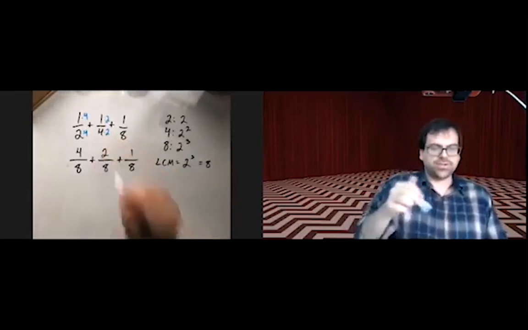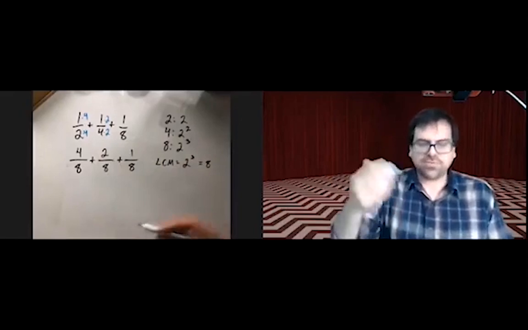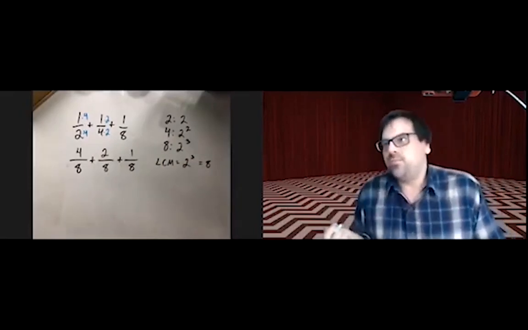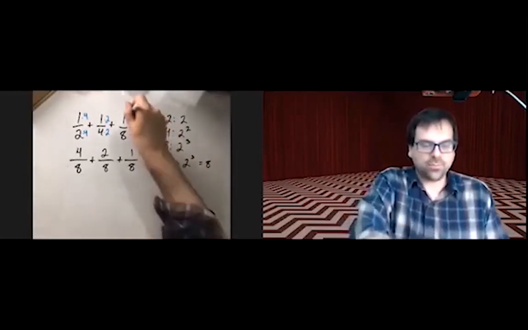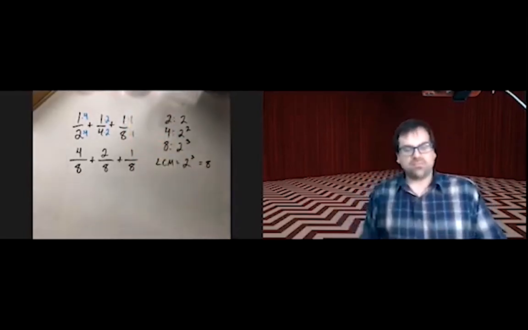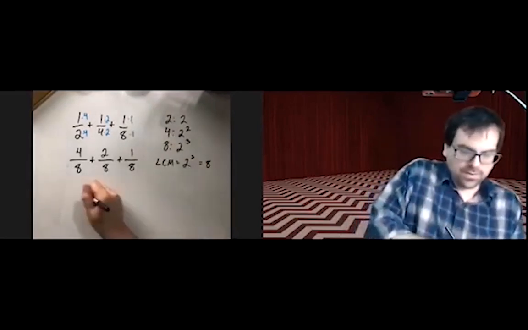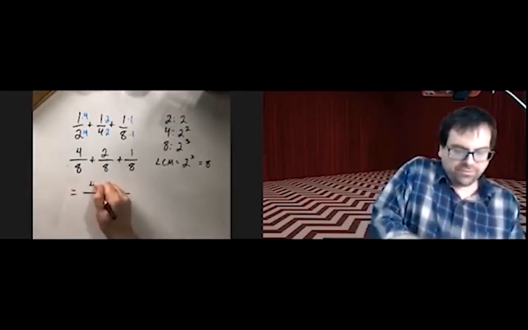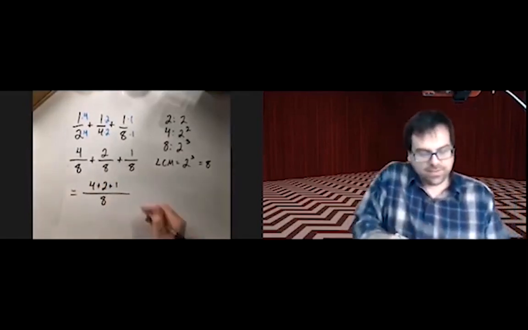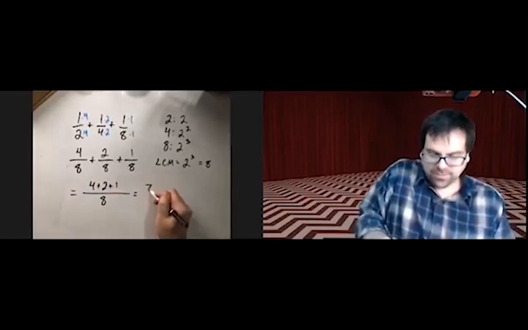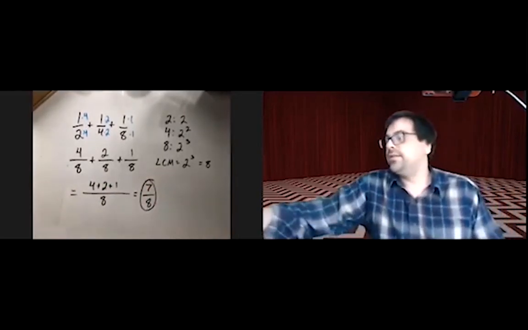1 times 2 is 2. And this one didn't change, but we could still walk through it the same way if we want. 8 times what is 8? Times 1. So we do times 1 on the top as well. 1 times 1 is 1. So this would be 4 plus 2 plus 1 all over 8. 6 plus 1 makes 7. So the answer is 7/8.